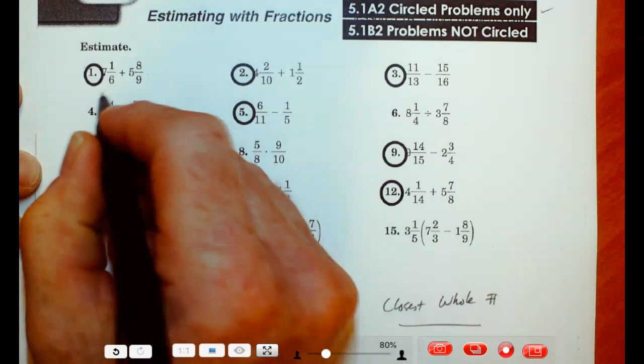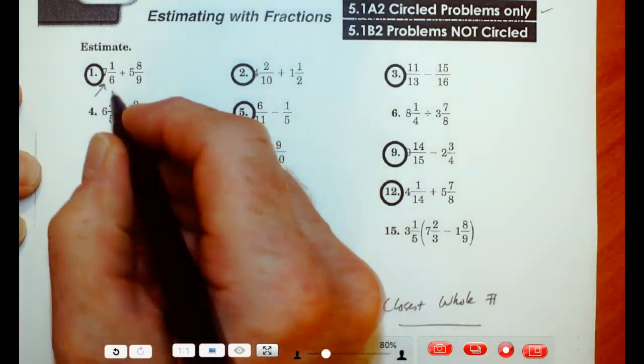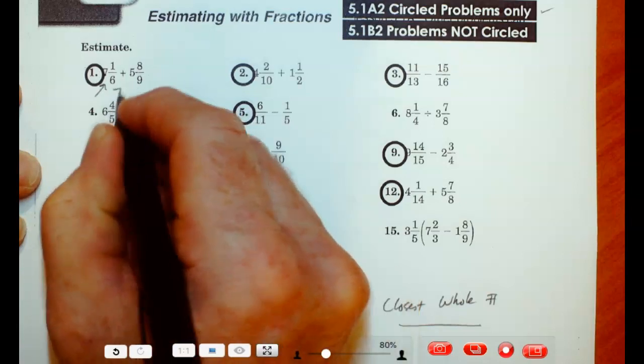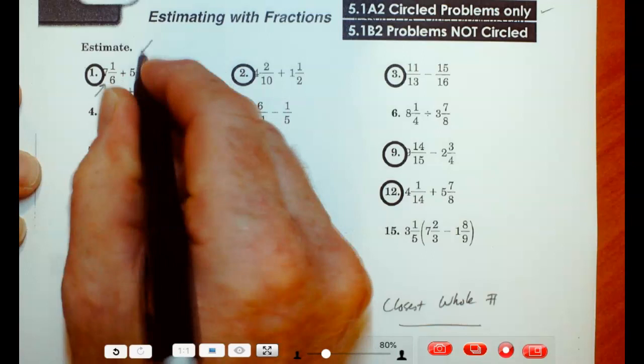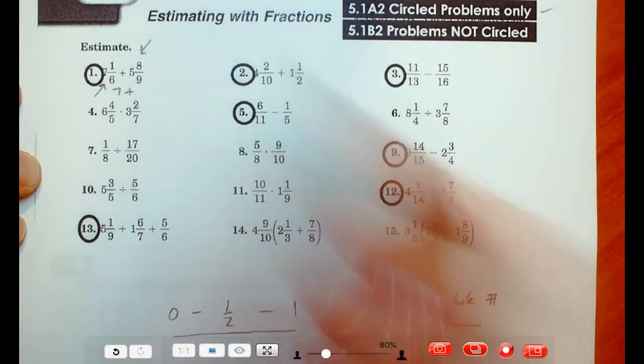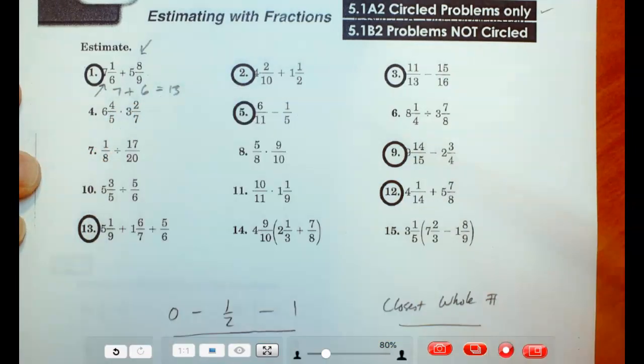Okay, so we have 7 and 1/6. Again, I look at that 7. Is that closer to 7 or 8? Well, 7 and 1/6, that's really closer to 7. And then we look here, the 5 and 8/9, is that closer to 5 or 6? That's closer to 6. So we've got 13 here, 7 plus 6.